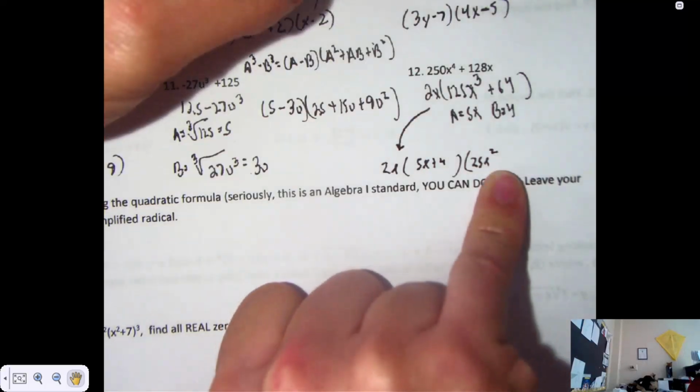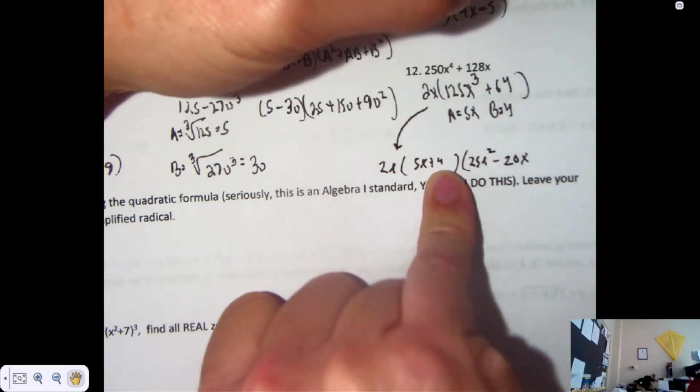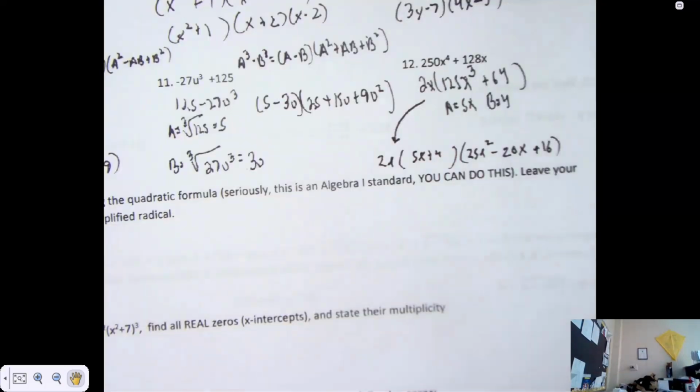What are you supposed to do with 5x and 4? Multiply and subtract, so minus 20x. And lastly, what do you do with that 4? Plus 16. There's your full factorization.